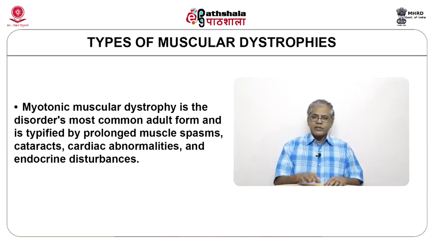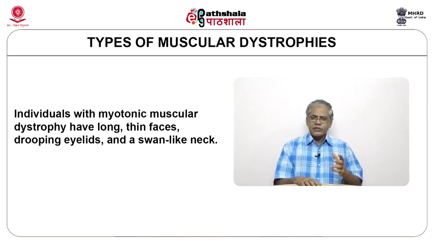Myotonic muscular dystrophy is the disorder's most common adult form and is typified by prolonged muscle spasms, cataracts, cardiac abnormalities, and endocrine disturbances. Individuals with myotonic muscular dystrophy have long, thin faces, drooping eyelids, and a swan-like neck.